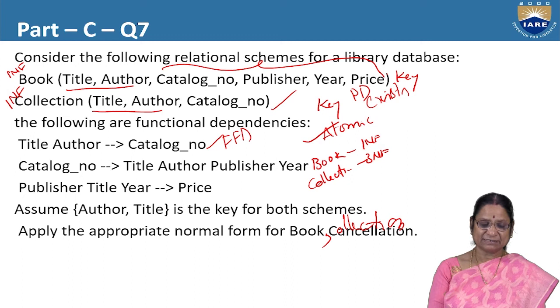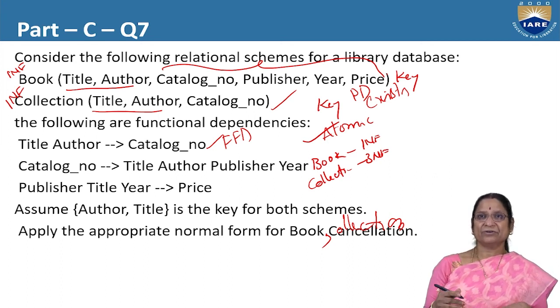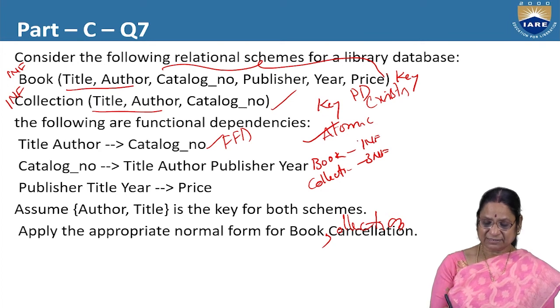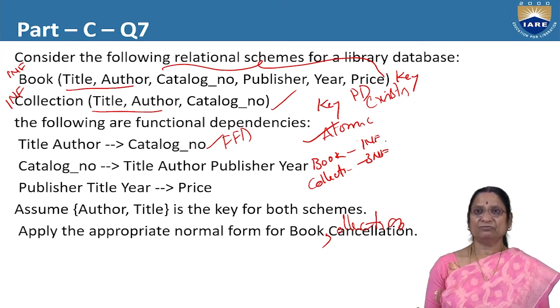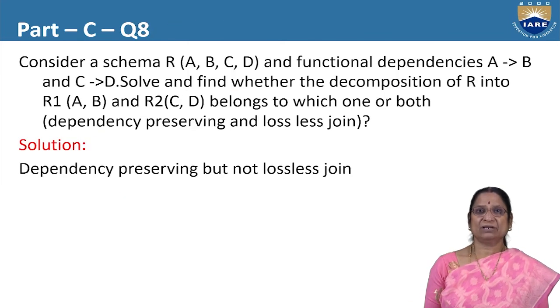Partial dependency means here title author determines catalog, which is a part; the entire key determines the catalog number. But for publisher, year, price, catalog number determines author, publisher and year, which is a transitive dependency. So that's why book can be considered in 1NF and the second one is in 3NF.